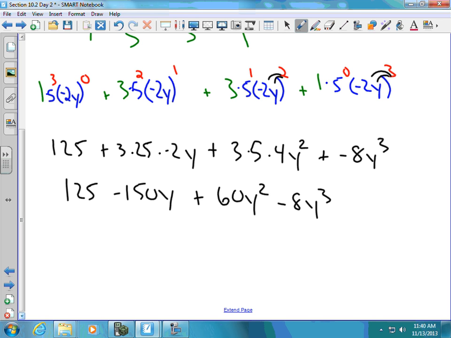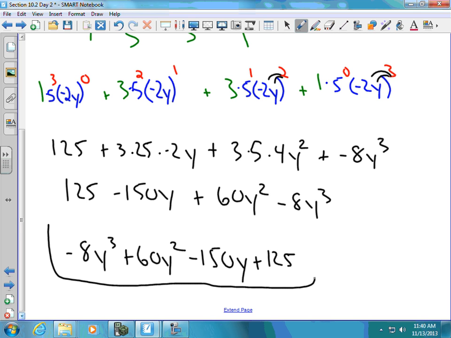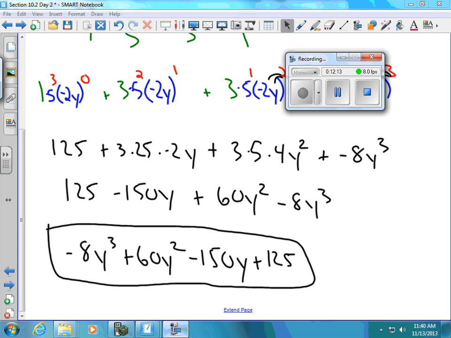I would be okay with it for this one, but if you wanted to be prim and proper, we would flip this around and put it in standard form. And we get this as the expansion: negative 8y cubed plus 60y squared minus 150y plus 125. So that's a little more complicated problem, but same process.